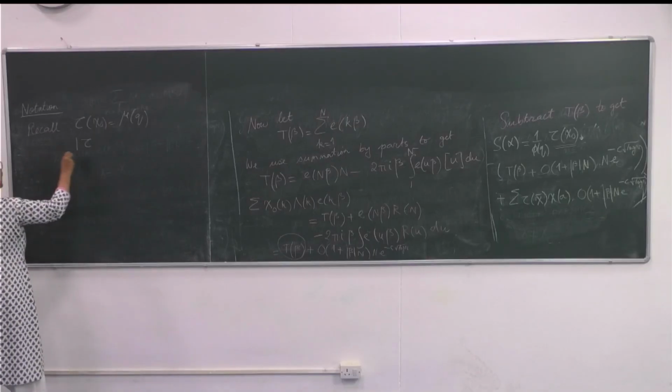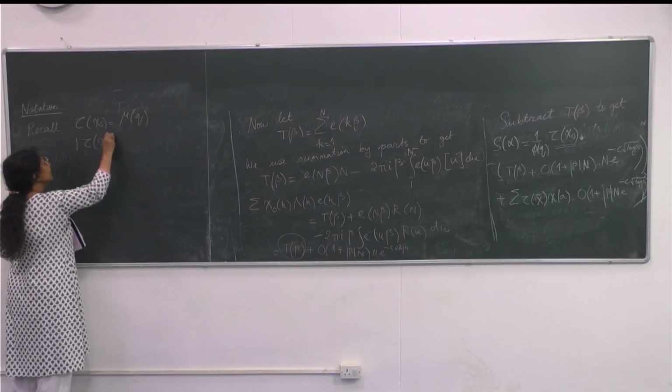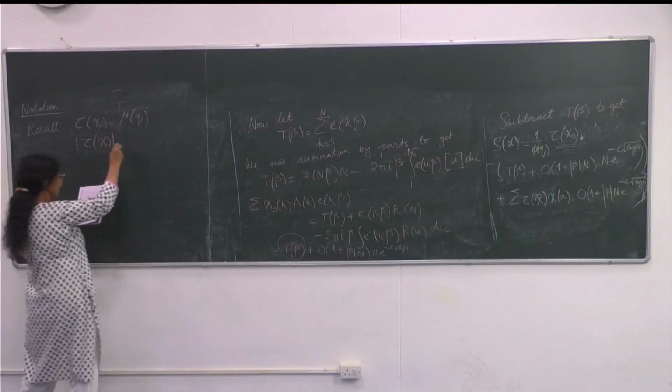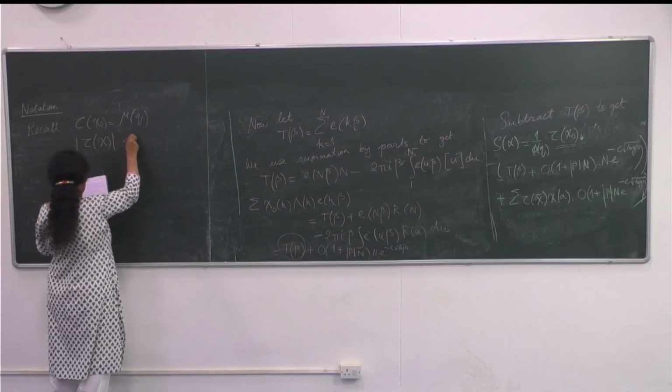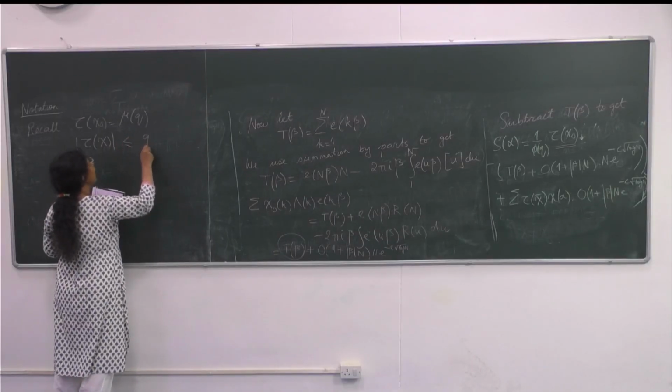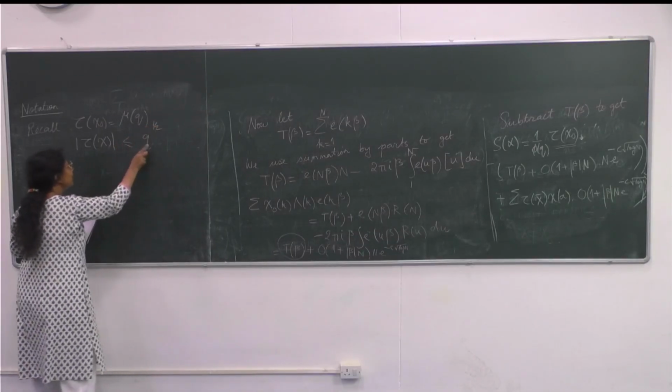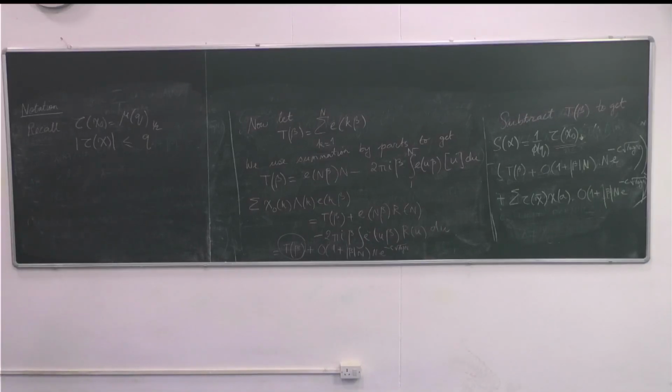Tau of chi is bounded by this, we certainly did: it is less than or equal to q to the power half. This one we certainly did. Whether tau of chi 0 is equal to mu of q we did or not, it's easy and can be done. All right?